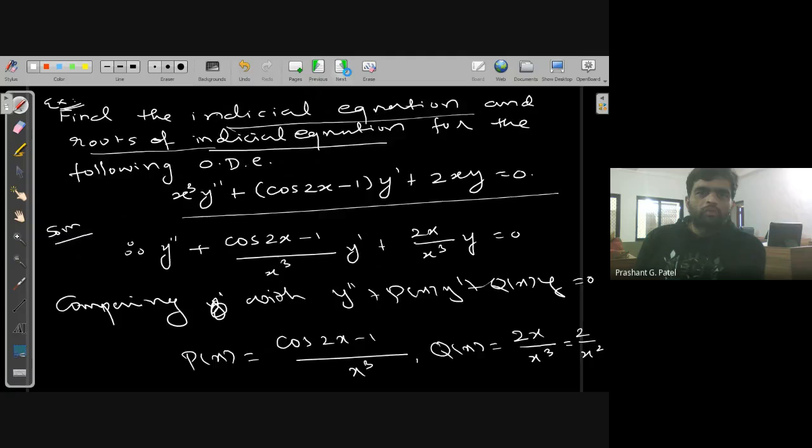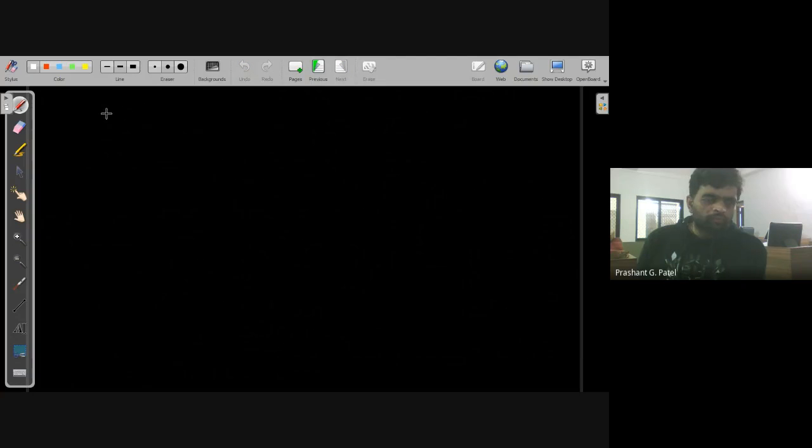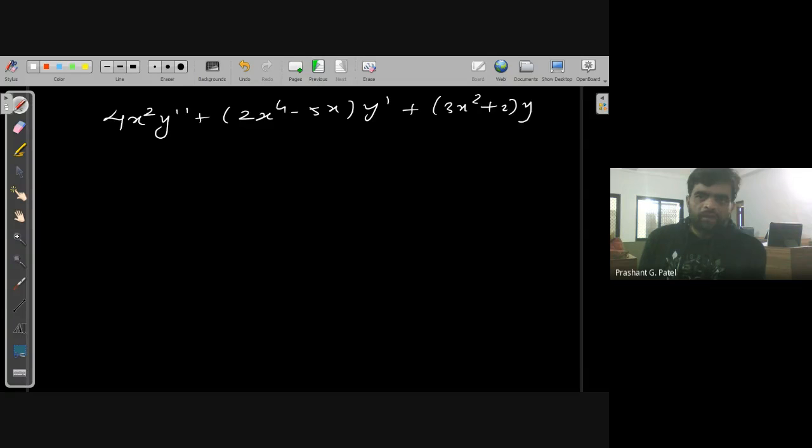Let me give you one more example, and I want you to solve that one. The question is the same. Find out the indicial equation as well as the roots of the indicial equation of this: 4x square y double dash plus 2 into x power 4 minus 5x y dash plus 3x square plus 2y equal to 0. So find the indicial equation and its roots.